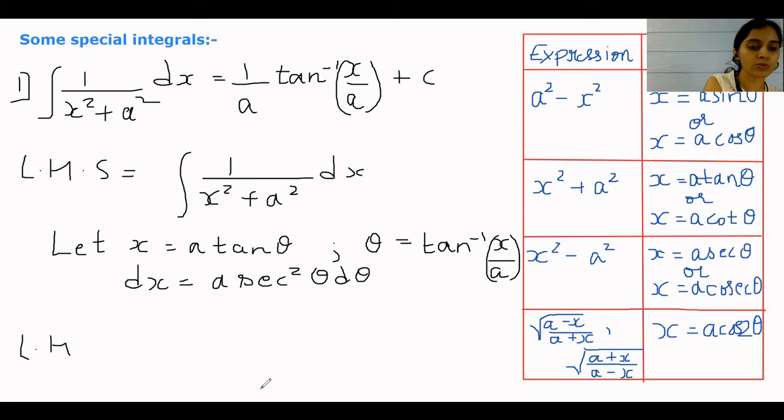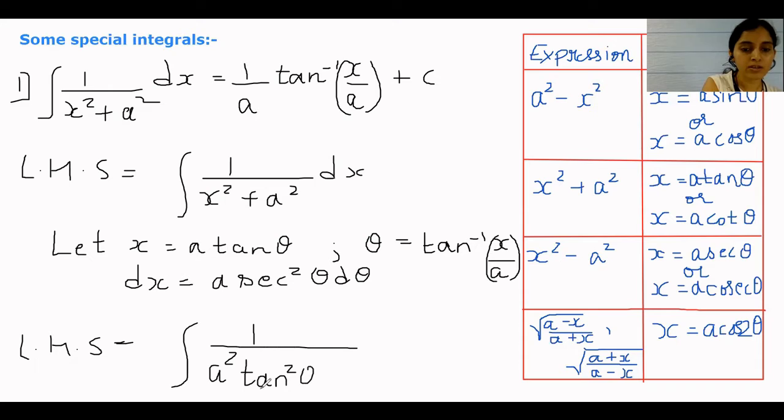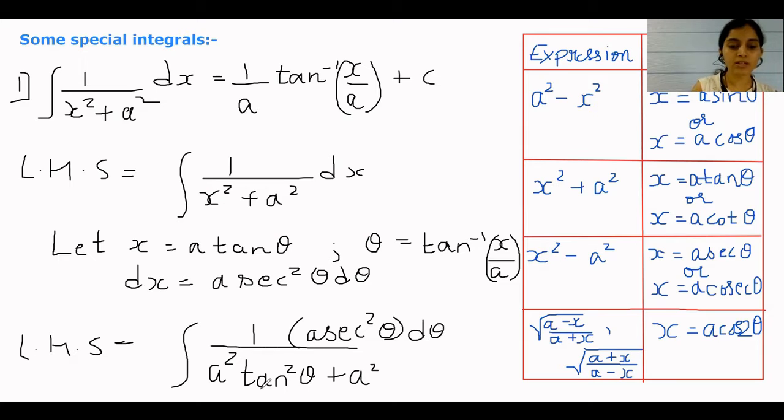So LHS is equal to the integration of 1 upon, what is x? It is a tan theta, so a square tan square theta, plus a square, dx. Sorry, d theta we have to write, not dx now. So that will be a sec square theta d theta. Right, the dx value has to be substituted as well. Okay, let's go to the next step now.